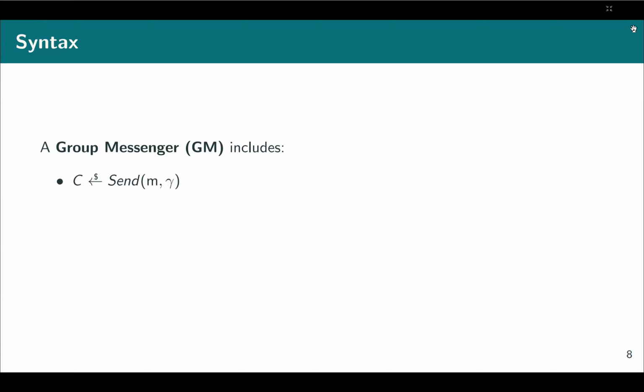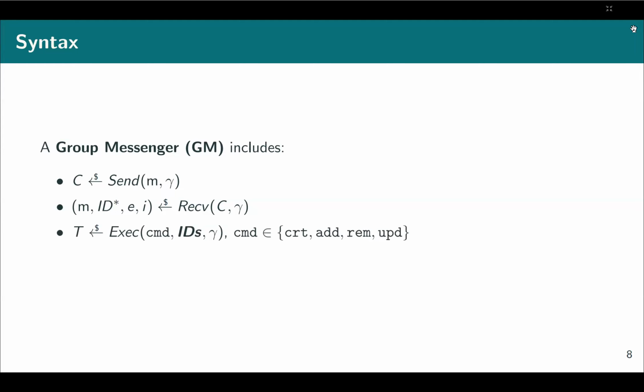So these are an algorithm for sending messages. This algorithm takes a message, takes the state of the user, which is denoted by gamma, the tuple of the keys of this user, and outputs a ciphertext that can be later received. We have a receive algorithm that takes a ciphertext and outputs a message, and also some additional information such as the sender and the time, or some indication about the time when this was sent.